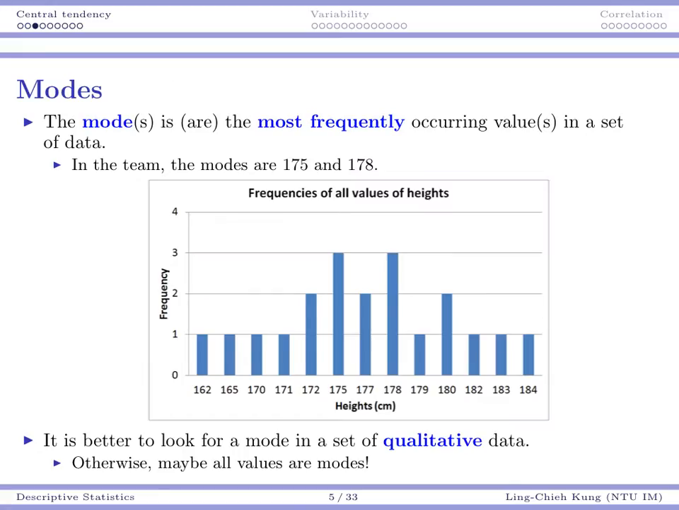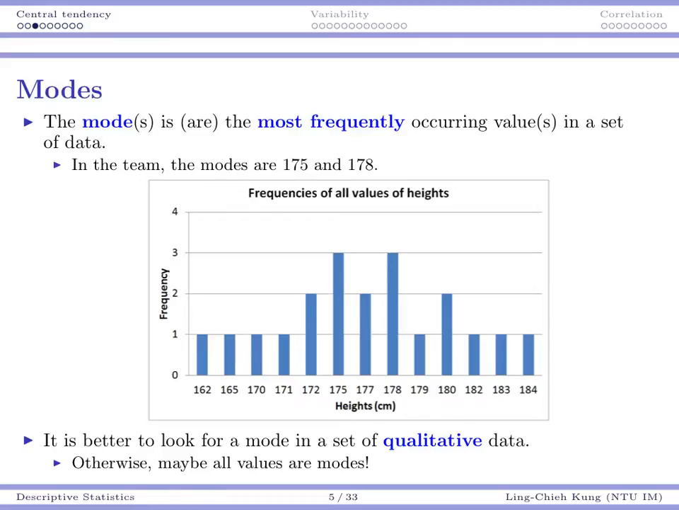The first way to describe a so-called center is to tell people the modes. Okay? And the mode, by definition, is or are the most frequently occurring values in a set of data. So that means in the previous example, when we are given 20 numbers, which number occurs the most? Okay, which number occurs the most? In that case, we say that number is a mode.